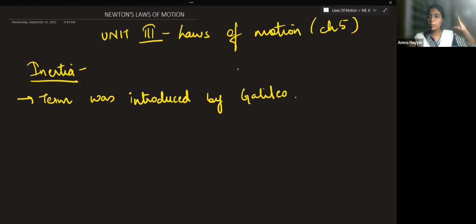Now, if somebody pushes me right now, what will happen? First, my body will overcome the state of rest. Once I have overcome this state of rest, then the state of motion will begin. So this inability of the body to change its state of rest or motion, that is known as inertia.